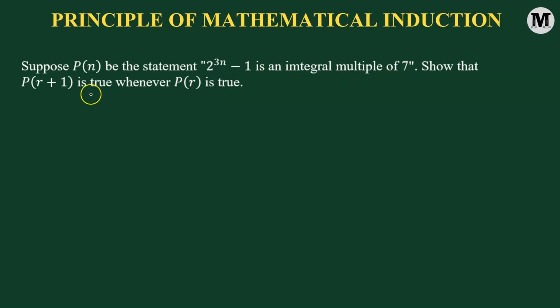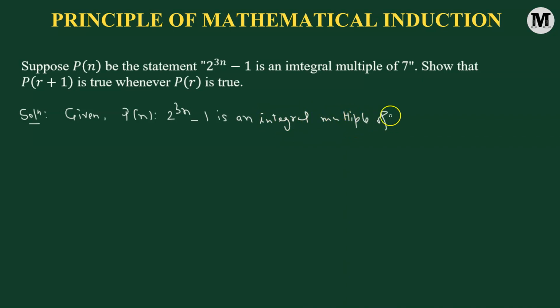We need to show that the statement is true for p of r plus 1 whenever p of r is true. Okay, let us begin. So we'll start with the given statement. Here we are given a statement p of n such that 2 raised to the power of 3n minus 1 is an integral multiple of 7. Now what we'll do, we'll suppose that p of r is true as well.